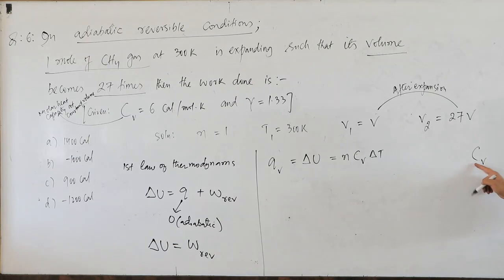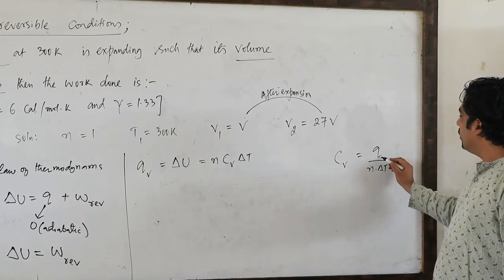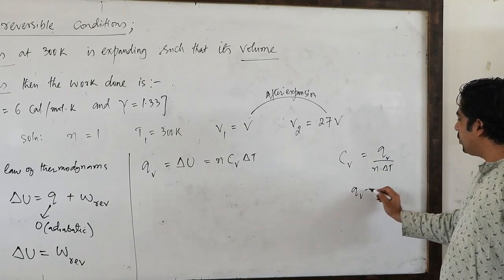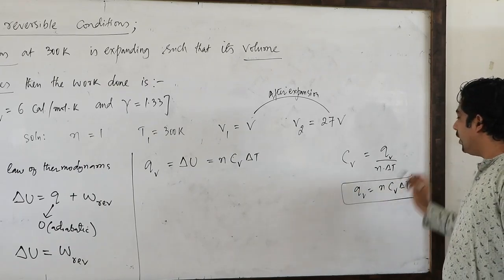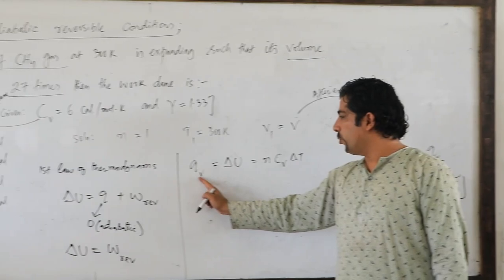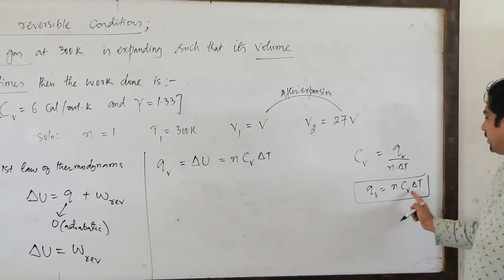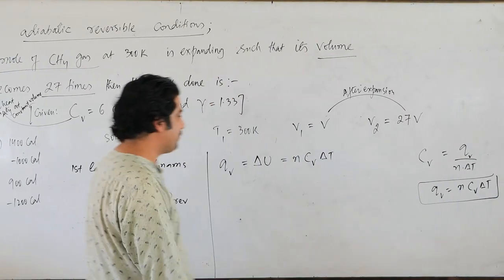Molar heat capacity at constant volume is Q upon n into delta T. Then this Qv is equal to n Cv delta T, and we know that Qv is equal to delta U. So I have written this expression, my dear friends. Now let us simplify it.